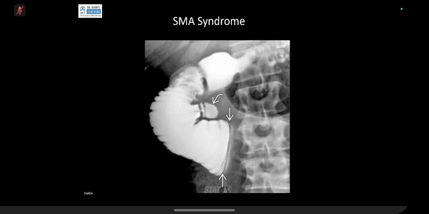With that background, if you go back to the anatomy, this is the D2, this is the D3, right? SMA is anteriorly placed. I'll show you. And because there is no fat, there is a bit of compression on this duodenum. And because of that compression, the patient can come with an obstruction-like picture.